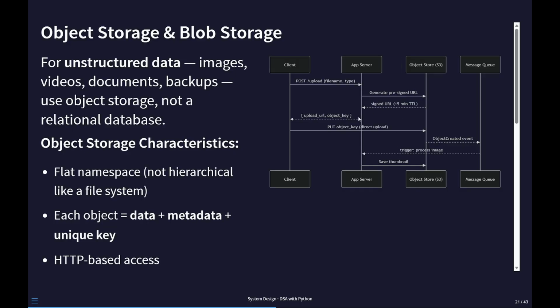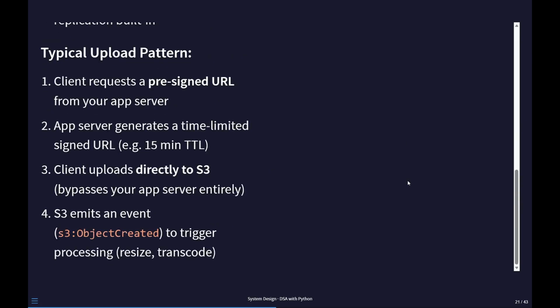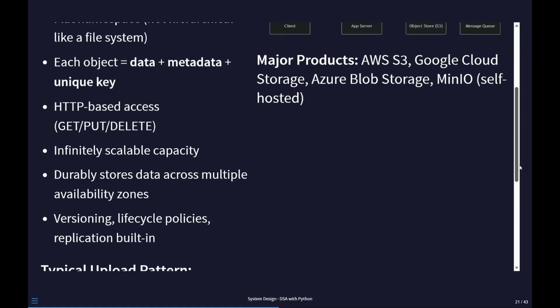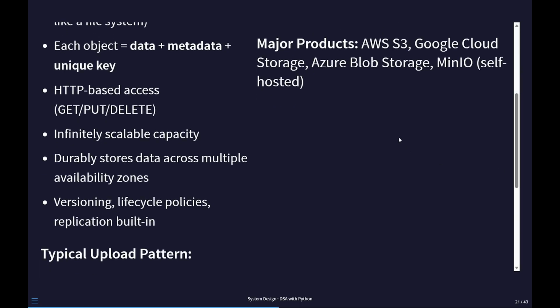The client uploads the file directly to S3, completely bypassing your application servers. S3 then fires an object-created event that triggers your processing pipeline: resizing images, transcoding video, virus scanning. Major providers: AWS S3, Google Cloud Storage, Azure Blob Storage, MinIO if you need a self-hosted S3-compatible solution.